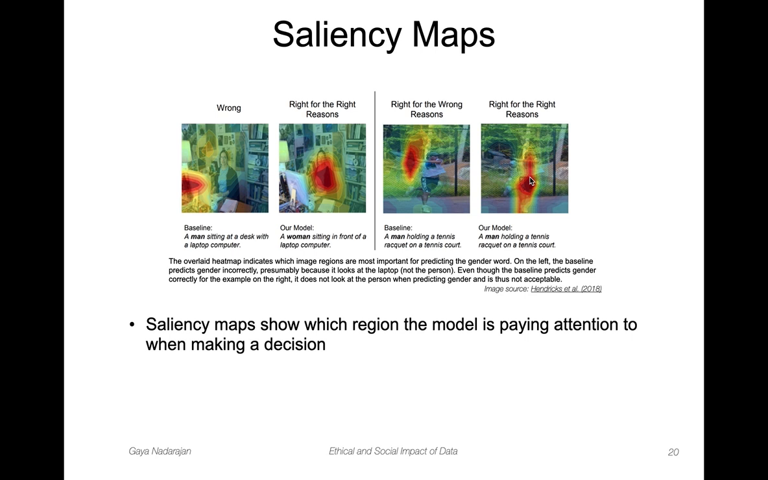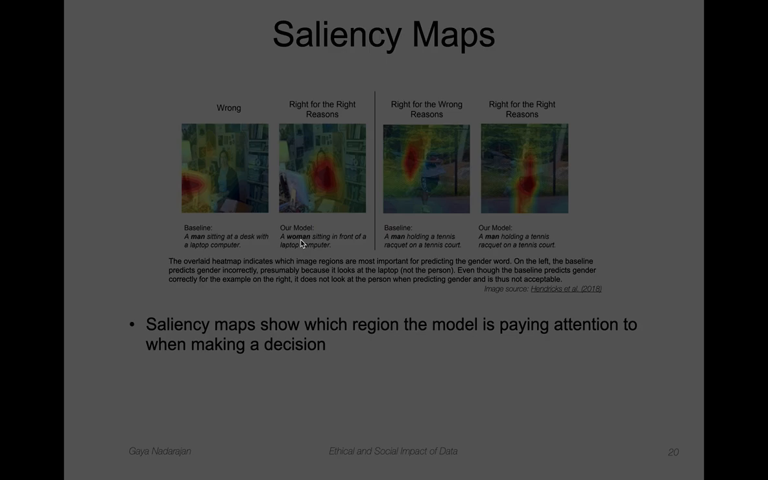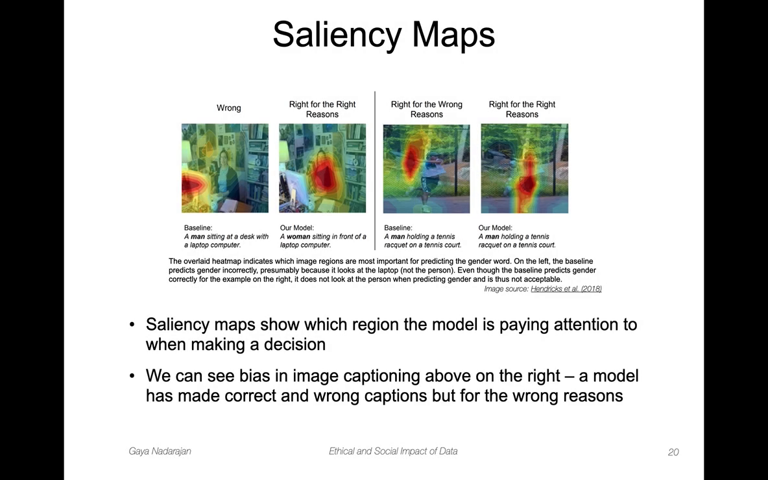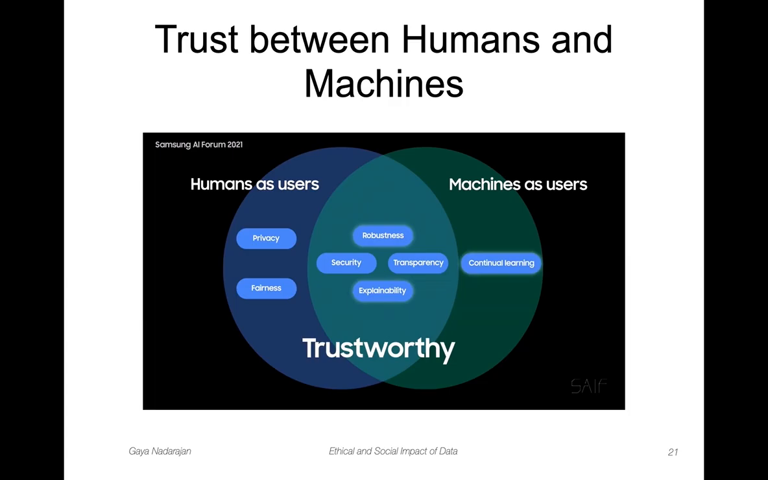Whereas let's say we have another model, it says "a man", and when it's predicting the word man, it's actually looking at the man and not something else that it should correlate the man with. So we can use all these kinds of tools for detecting bias in image captioning, to see whether the model has made correct and wrong captions for the right and wrong reasons.